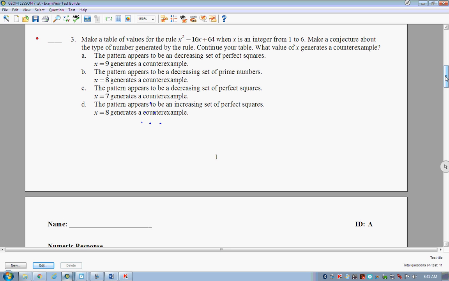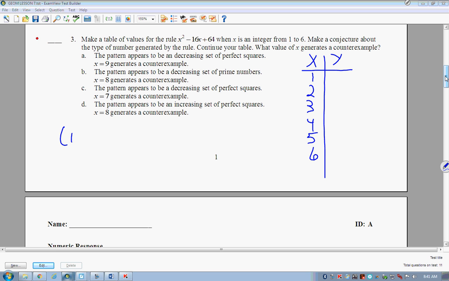This is a question that has shown up on some tests. Make a table of values for the rule x squared minus 16x plus 64, wherein x is an integer from 1 to 6. Okay, so x is an integer from 1 to 6: 1, 2, 3, 4, 5, 6. You're going to need your calculators for this, because what we're going to do is plug in 1 for x in each of those spots and see what we get. For our first one, we should have 1 squared minus 16 times 1 plus 64.